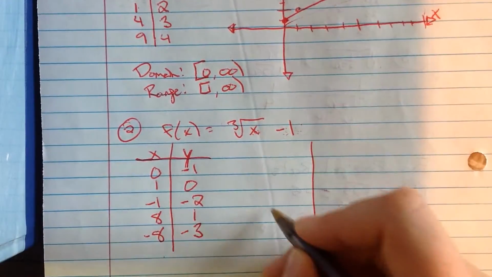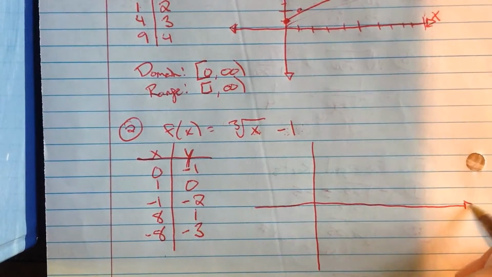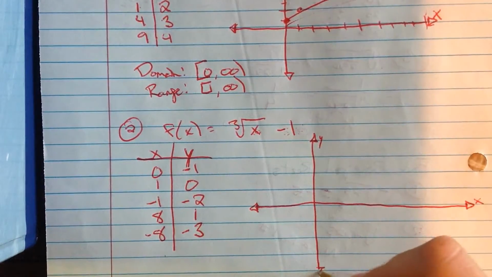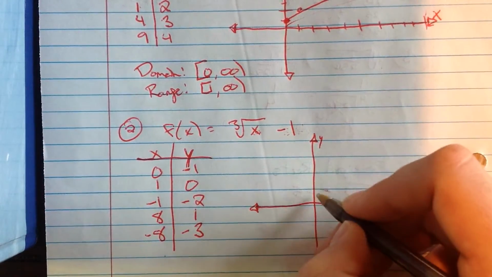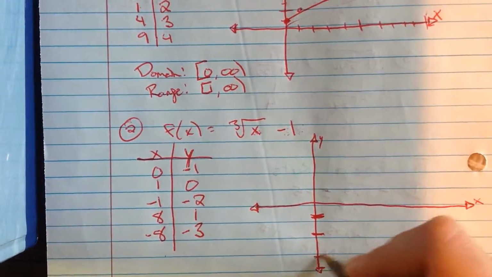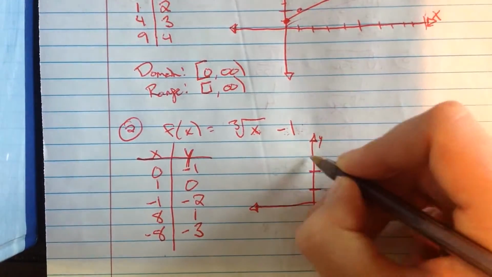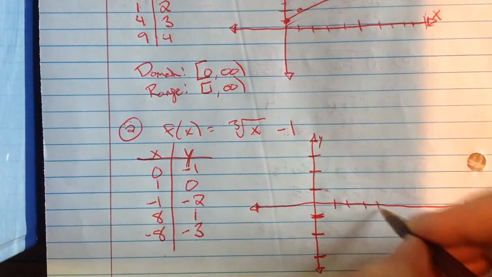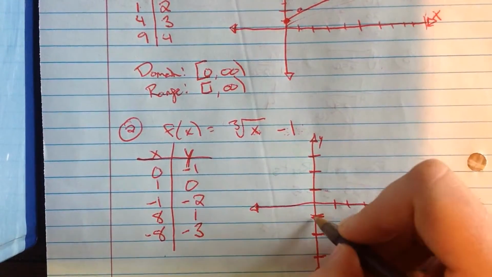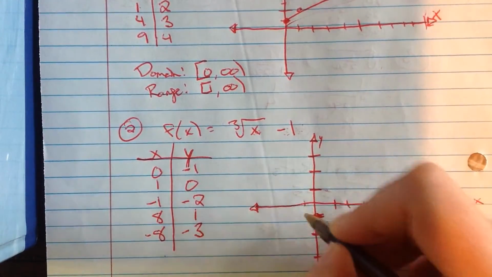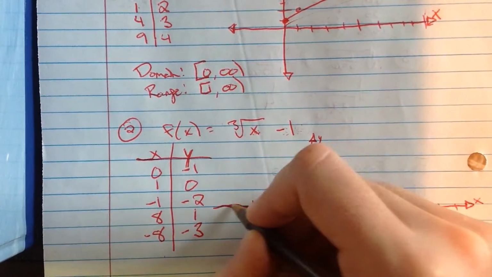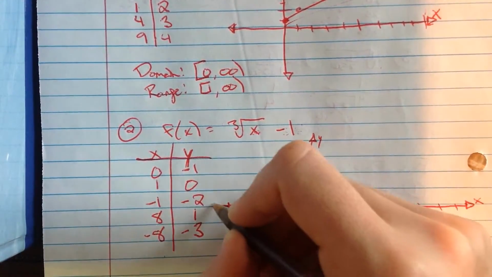So if we go about putting these on our graph, we have this xy coordinate system. So 0 is negative 1. Should have made this a little longer, right?